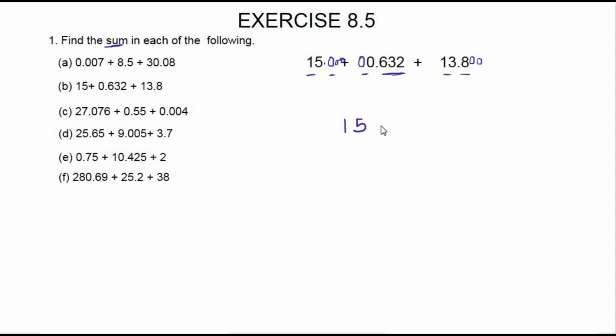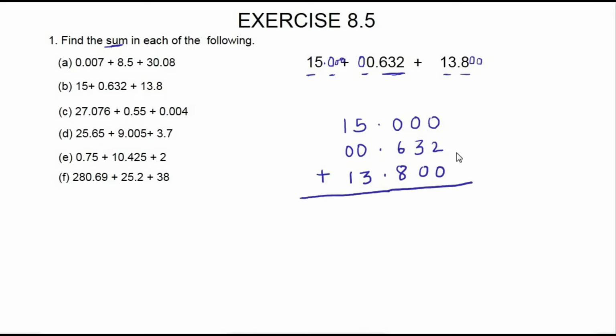So let's write down the numbers. That is 15.000. Next is 00.632. Next is 13.800.